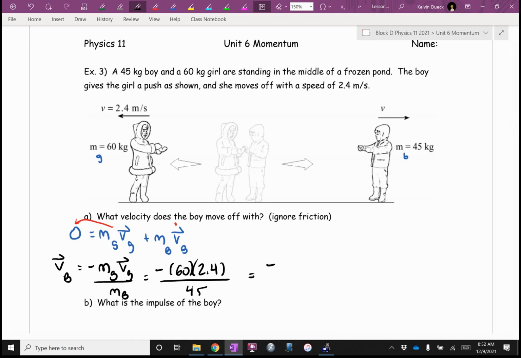What do you get? Can I do this one in my head? Maybe. 60 over 45, that's the same as what? 4 over 3. So 2.4 divided by 3 is 0.8. 4.8? Negative 3.2. Or 3.2 meters per second to the right. And the direction was pretty easy because the picture kind of told me it was to the right.